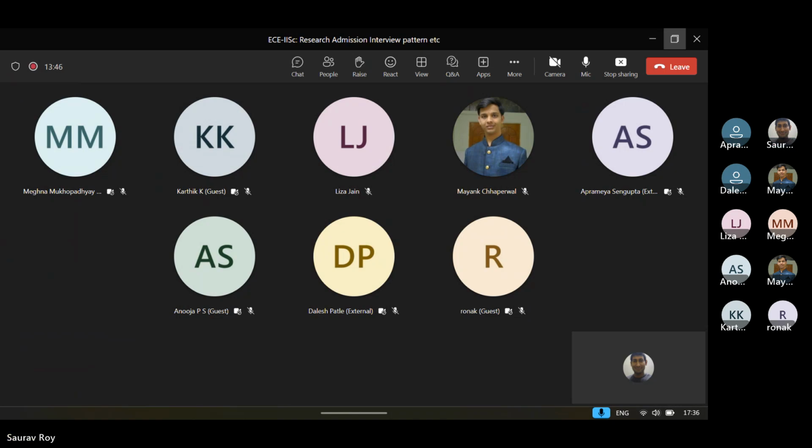And Mayank, can you introduce yourself? Hi everyone, I'm Mayank Chapraval. I joined here in MTech Microelectronics and VLSI, ECE department, and in my second year, I converted to PhD. I didn't go to the research interviews as such, but I will try to help if you have some doubts regarding the interview process. Please. Hi everyone, I'm an MTech research student in the ECE department. My topic is nanoelectronics and photonics.